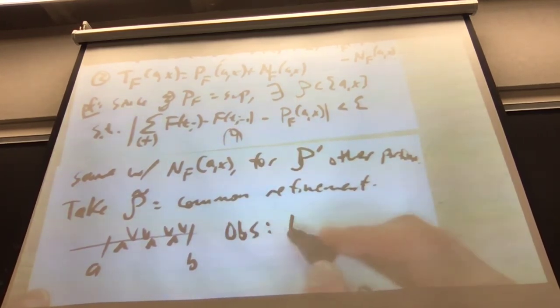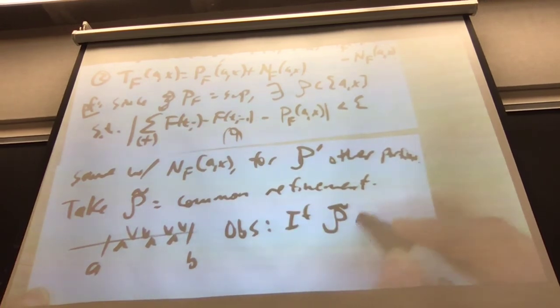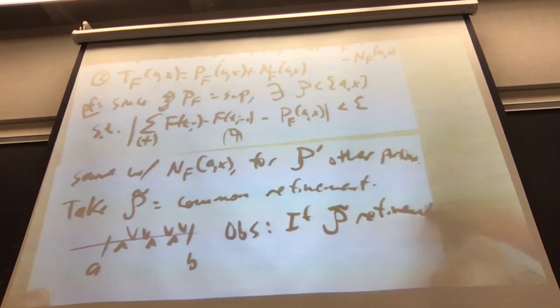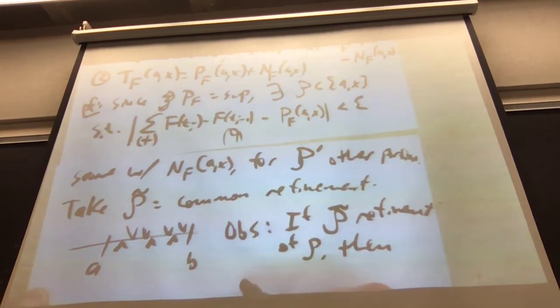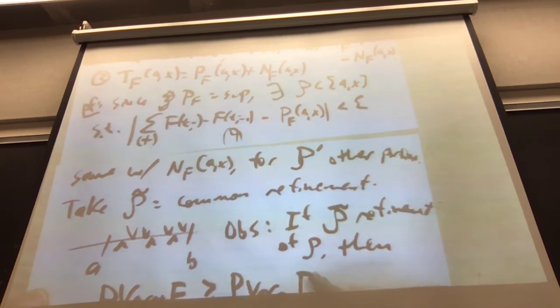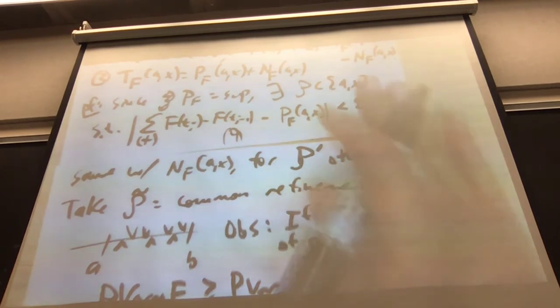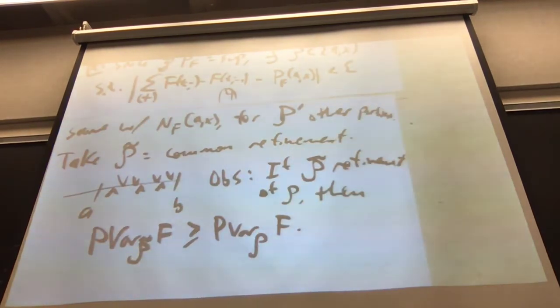And an easy observation is that if p twiddle is a refinement of P, then, I do have a notion of variation. The positive variation for that partition of F on the refinement can only increase the positive variation of the original. It's like triangle inequality. It's literally triangle inequality.